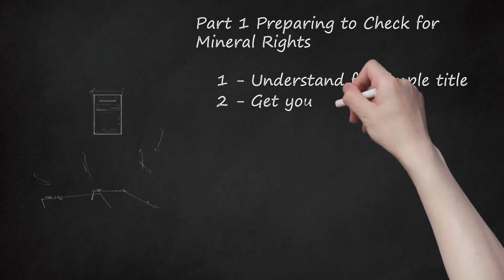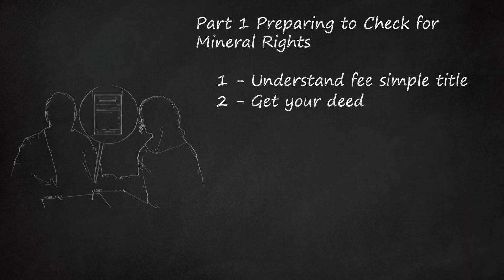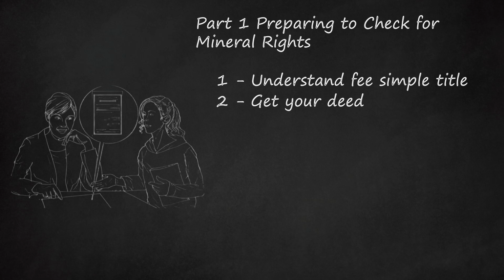2. Get your deed. To check if you own mineral rights, you should start by getting a copy of your deed. If you do not already have a copy, then go to the county recorder's office and get a copy. Look to see if you were conveyed fee simple title to the property. If mineral rights are owned wholly or in part by someone else, then the deed should note that fact.